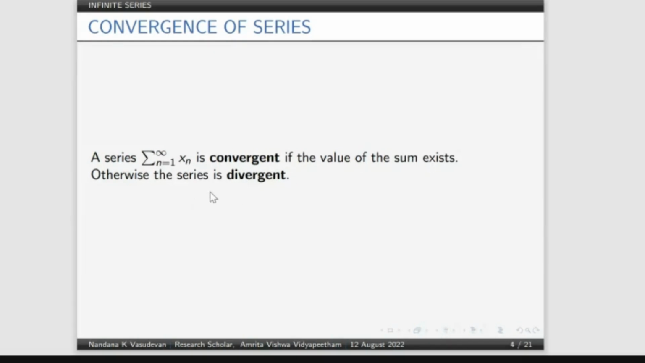But the difference is, when we have seen sequences, other than convergence, we had two cases, oscillating and divergent, right? In oscillating itself, we had finite oscillation and infinite oscillation. But in the case of series, there is no such case. If it is convergent, fine. Otherwise, the other case is only divergent. We do not have something called oscillating in the case of series.